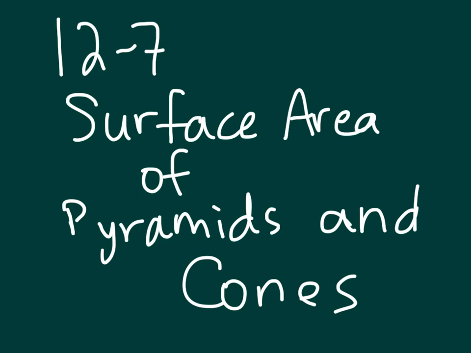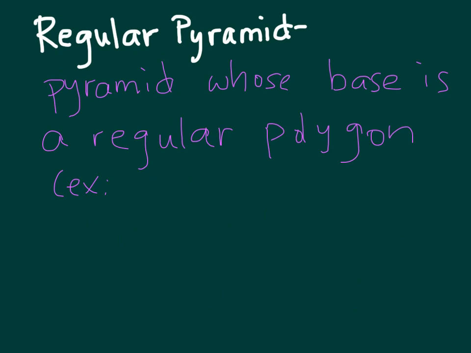Chapter 12, Lesson 7 on the surface area of pyramids and cones. Okay, so the first thing is that when we talk about surface area of pyramids, we're going to be looking only at regular pyramids. And a regular pyramid is a pyramid whose base is a regular polygon.